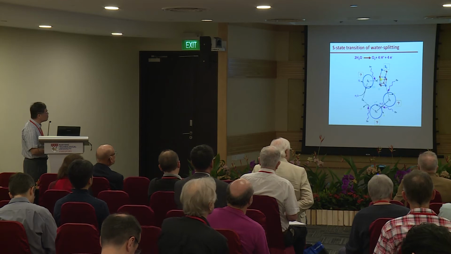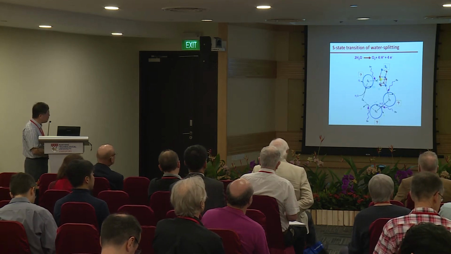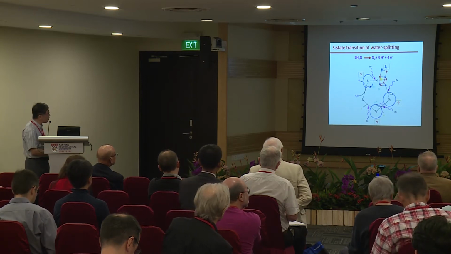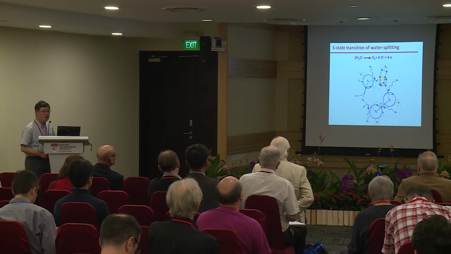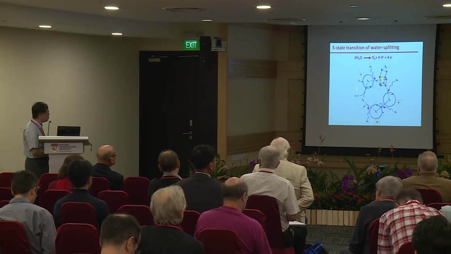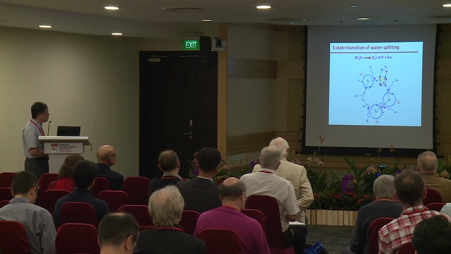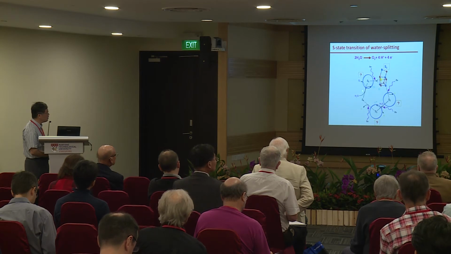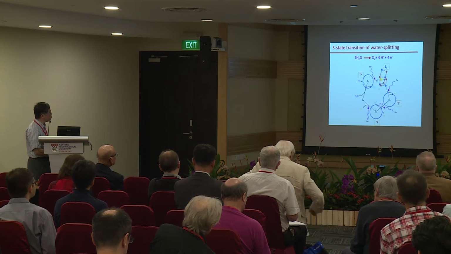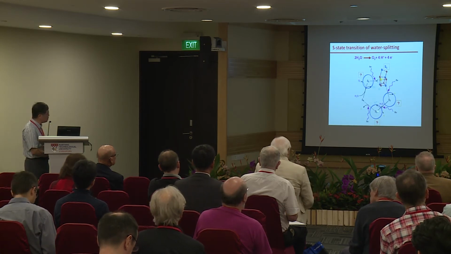And we focused first on the S3 state, which is formed by 2 flash illumination starting from S1, because the S3 state is the metastable state immediately before O-O bond formation. So from the S3 state, if you give 1 photon, it will proceed to S4 and immediately to S0, then evolve 1 molecule of oxygen. So we focused on the structure of the S3 state.